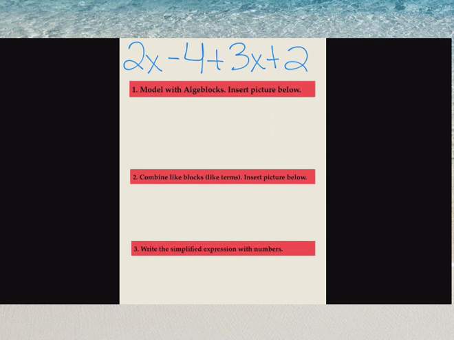Okay, let's try the next one. Just 2 more to do with the algebra blocks. Okay, 2x minus 4 plus 3x plus, did we do this one already? Nope, just kidding. Let's keep going. Okay, 2x minus 4 plus 3x plus 2. Step 1, you know it by now, model with the algebra blocks. Let's do that.